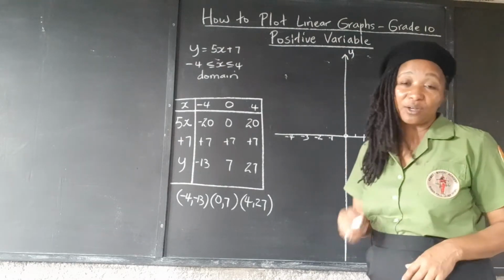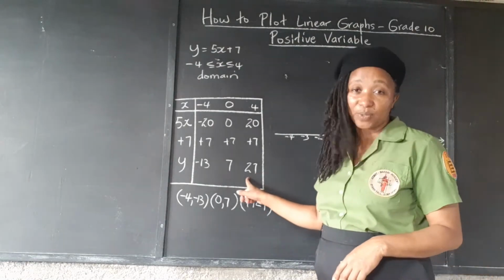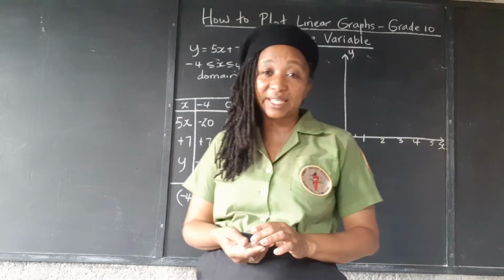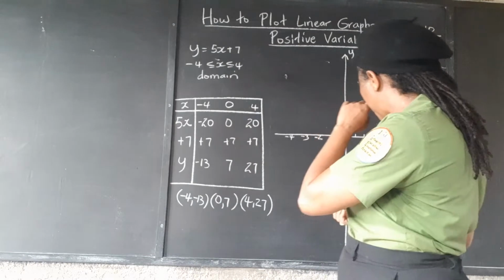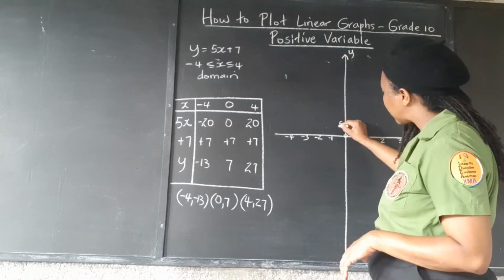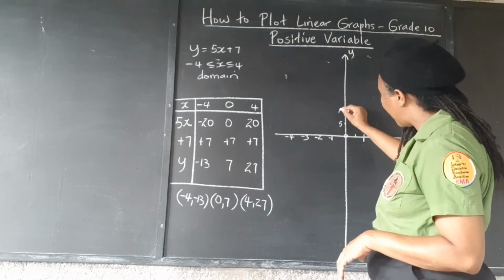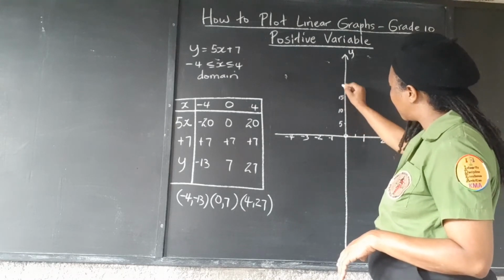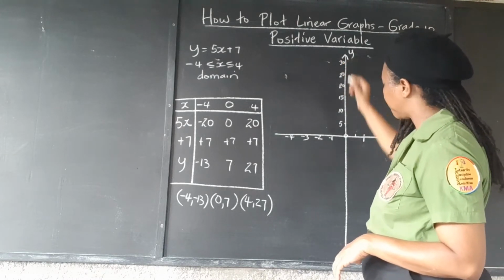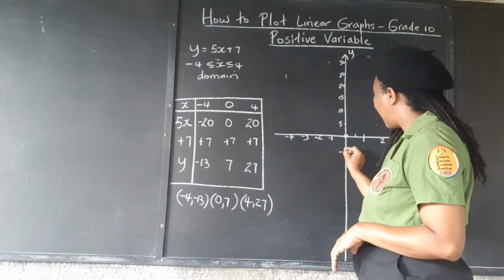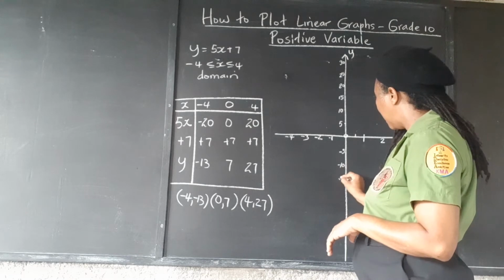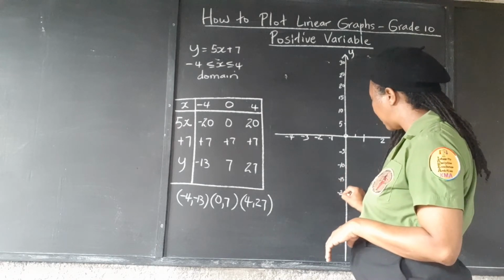I can't do that on the y-axis because I would not get 27, it will go off the page. So I have to use a different scale on the y-axis. I'm going to use a scale of 1 centimeter to 5 units. So for each little box, I'm going up by 5. 5, 10, 15, 20, 25, 30. Same scale on the negative. So negative 5, negative 10, negative 15, negative 20.